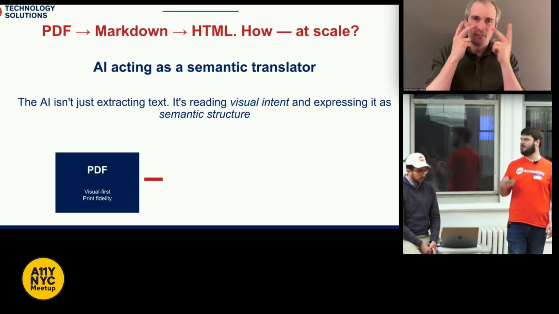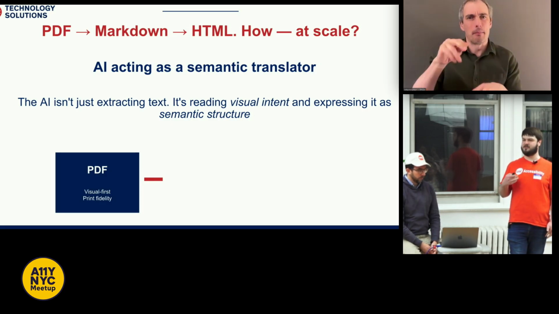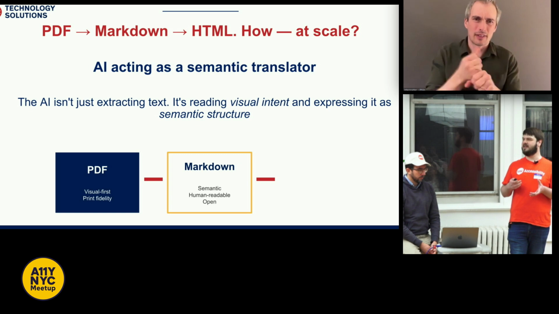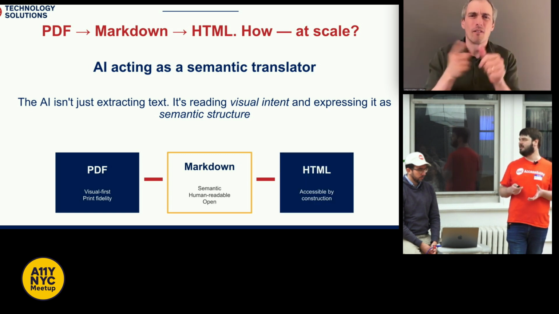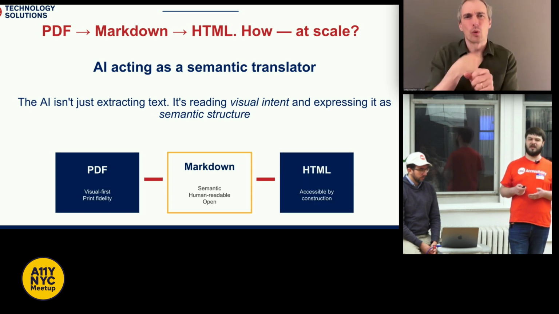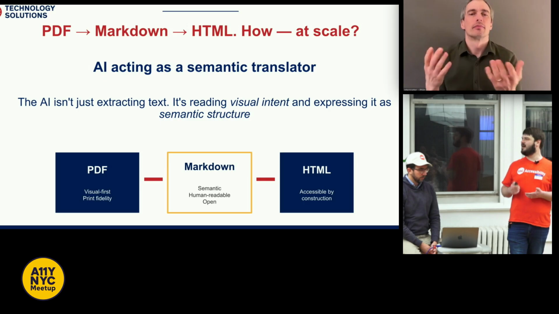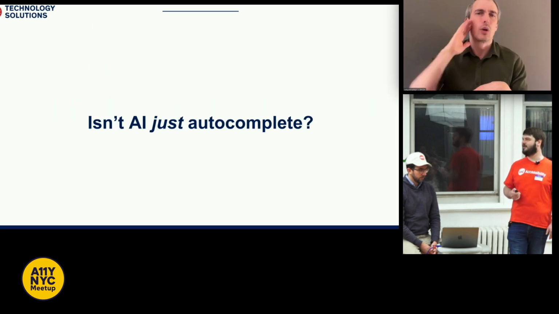So we go from that PDF, the visual first, print fidelity. We're using the AI's multimodal reasoning and its coding abilities to go into Markdown, which then gives us accessible HTML by default once it's rendered. So that's our answer on how to do it at scale.